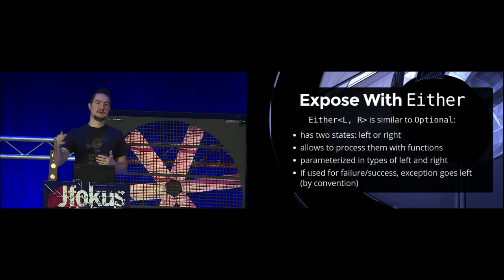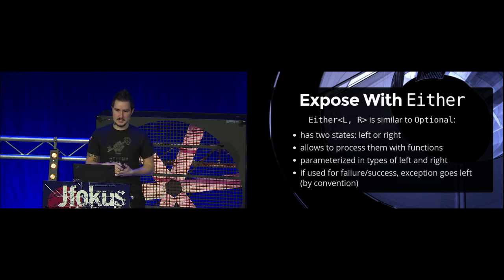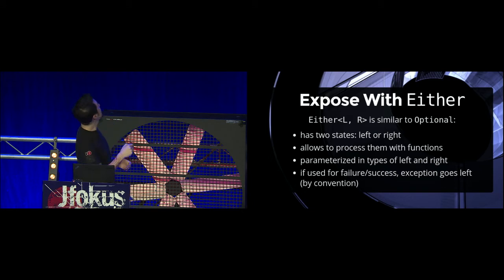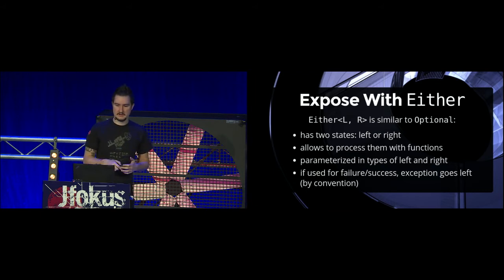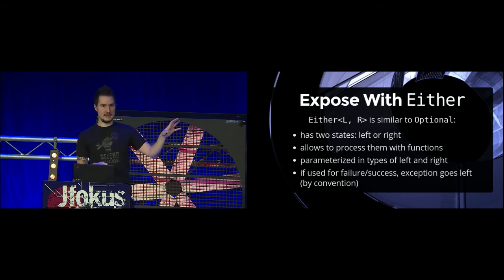We can go still one step further to address the last problem with having the exception as an exception type. You can use either. And again, either is like optional and like try. It also has two states, left and right, and also allows you to process them further with maps or flat maps, or other kinds of functions like these. It is parameterized in both types, in left and in right. And usually, when you use that to encode error cases, you use the exception on the left and the success on the right.